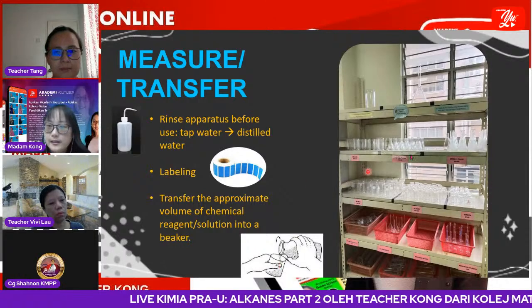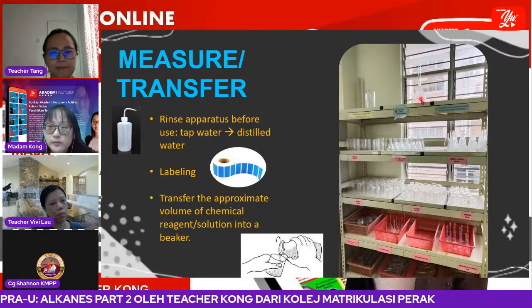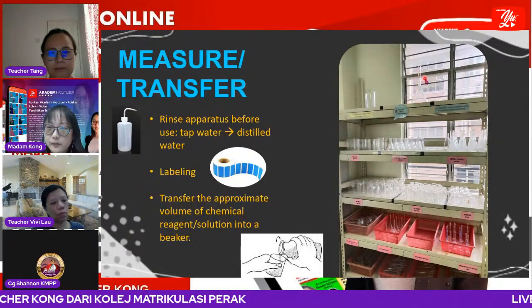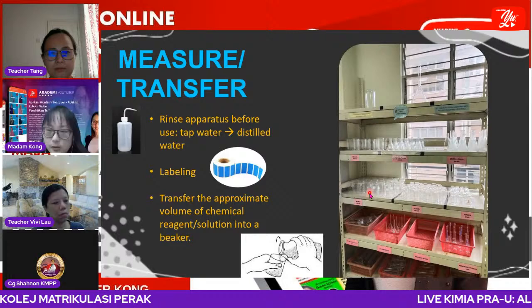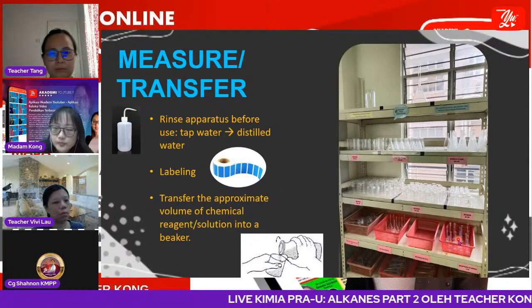Okay, so you see right here, there is a lot of glassware, especially for measuring and transferring. This is the filter funnel, the big filter funnel. Here is the volumetric flask, and the beaker. You can see various types of beaker. And then the measuring cylinder. Okay, next.